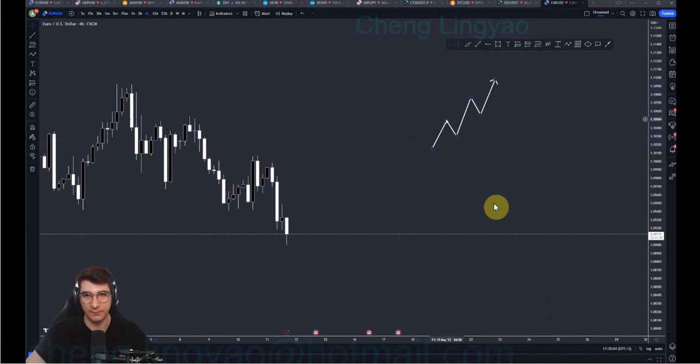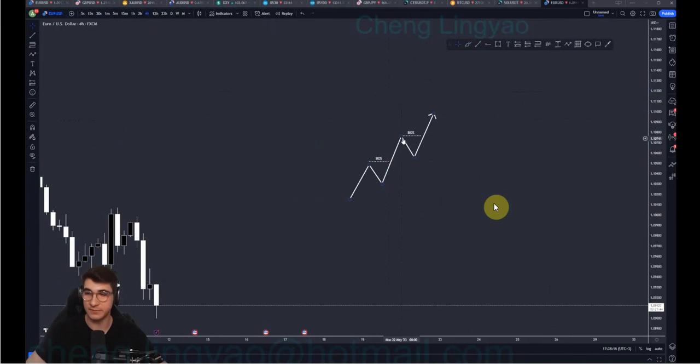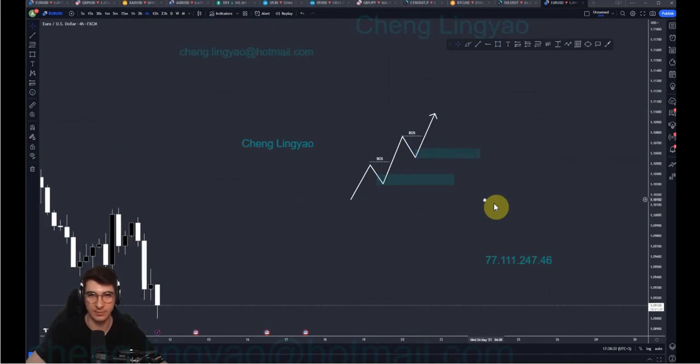So here you have breaks of structure. You have a break of structure to the upside and another break of structure to the upside here. Once you create a break of structure, you also create a valid demand zone because price is going bullish. So in this case, it's going to be the last bearish candle before the push that caused the break of structure. And that's going to be the demand zone that we're going to mark.